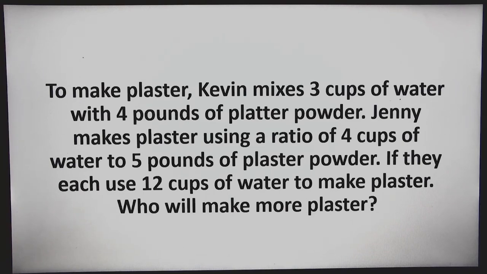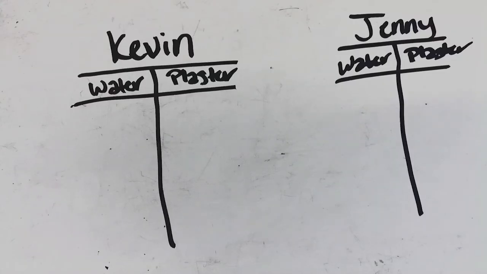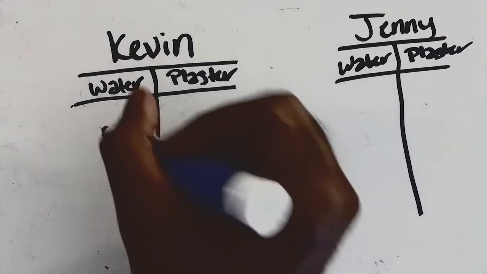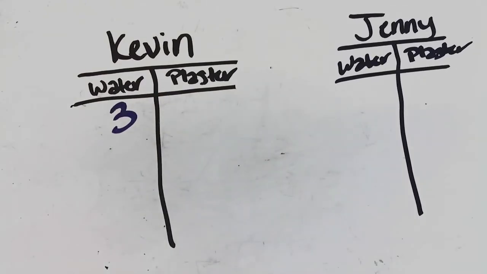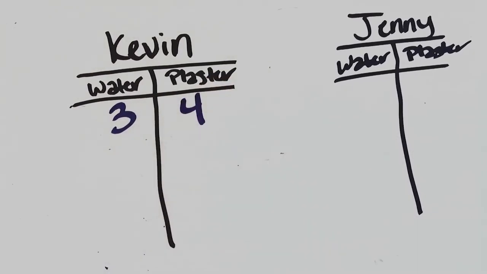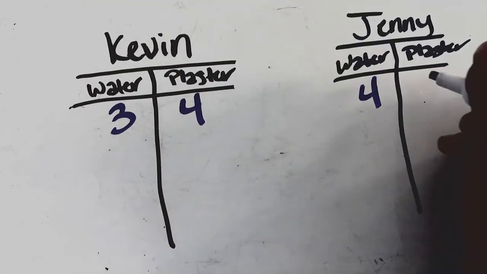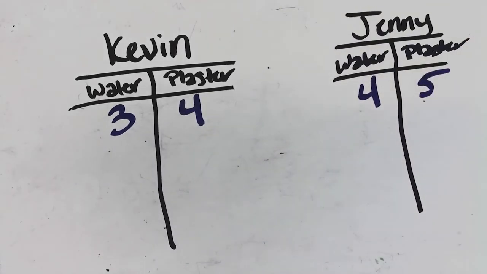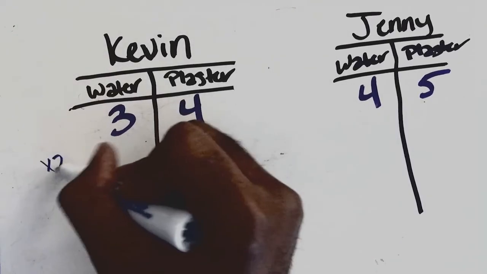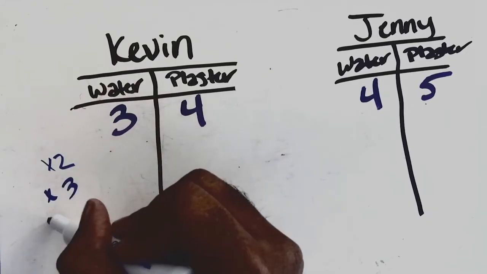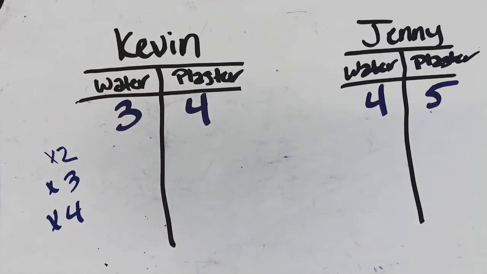All right, so let's create a ratio table to see what answer you got so we can compare. Here's my table. Let's start filling in what we know. I know that Kevin starts with 3 cups of water to 4 pounds of plaster. Jenny, same thing, 4 cups of water for every 5 pounds. So I can keep going until I get to 12 cups of water. So I know I can multiply by 2, by 3, and by 4 to get my 12 cups of water.